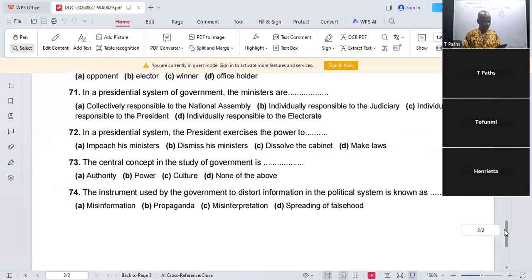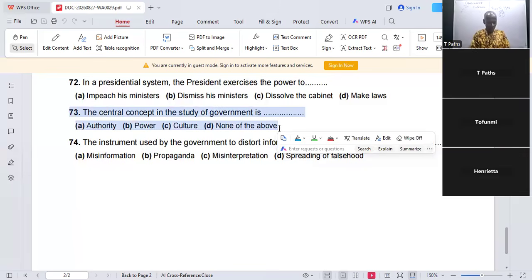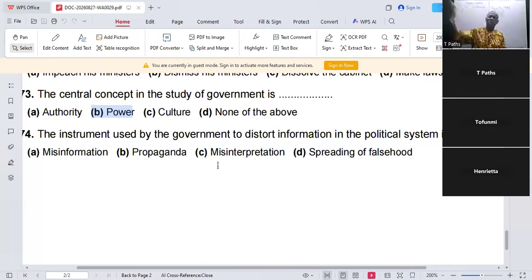No, 73. The central concept in the study of government is that: A, authority, B, power, C, culture, D, none of the above. The answer is power. Why do you think everybody is fighting to attain the position of authority? They want to attain that power. When you have absolute power, you corrupt absolutely. So that power is the position of authority whereby you can enact.